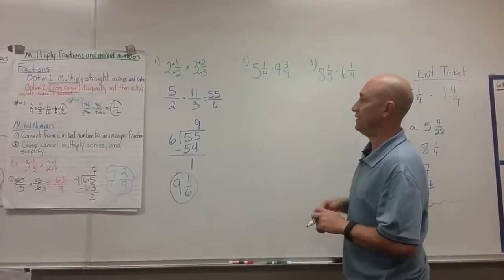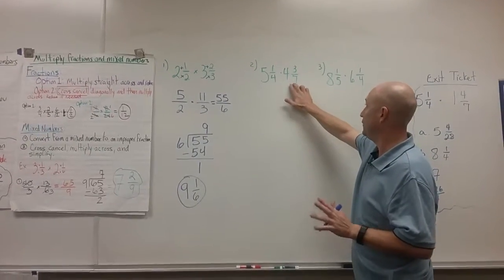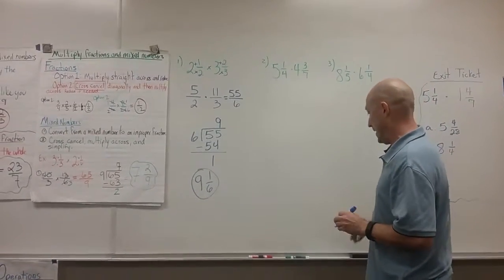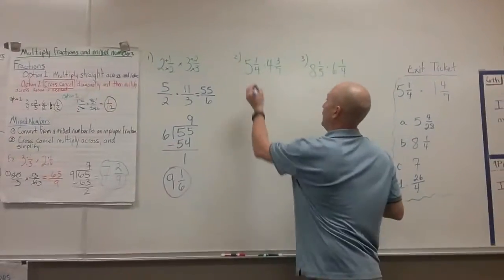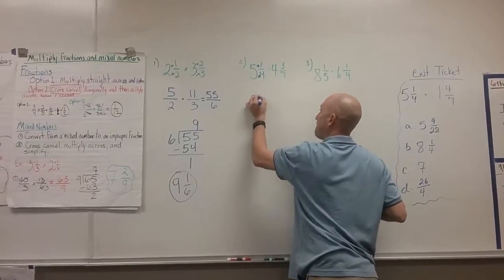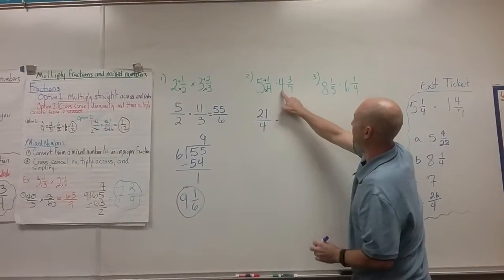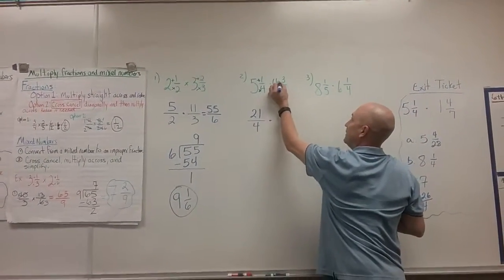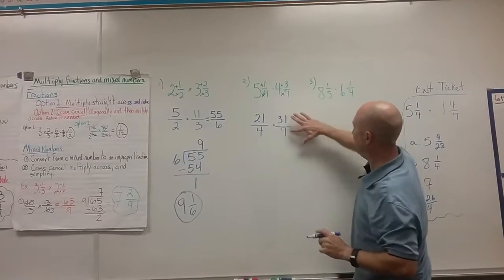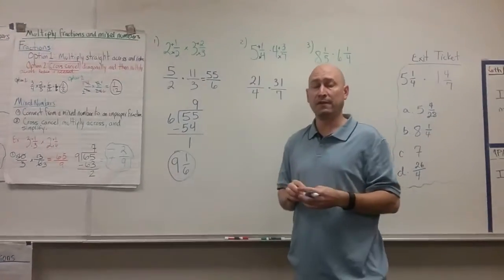5 1/4 times 4 3/7. If I do a quick estimate, 5 1/4 is closer to 5. 4 3/7 is closer to 4. 5 times 4 is 20. I know my answer should be right around that 20 mark. Now I need to convert it into an improper fraction first. I take 5 times 4 is 20, plus 1 is 21, and I put it over the original denominator of 4. 4 times 7 is 28, plus 3 is 31, and I put it over the original denominator of 7.